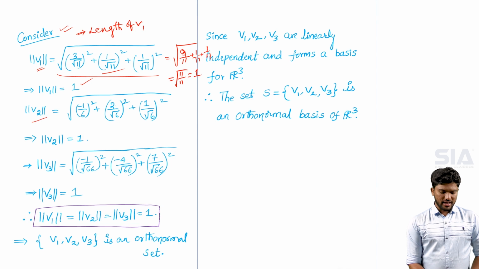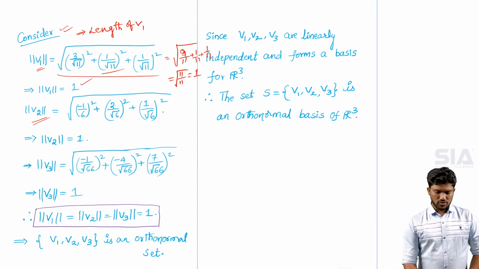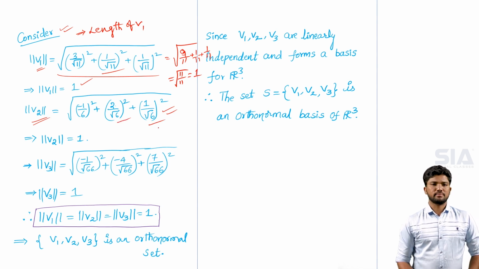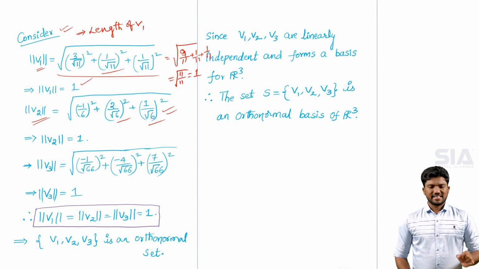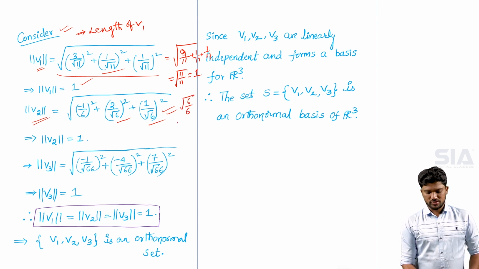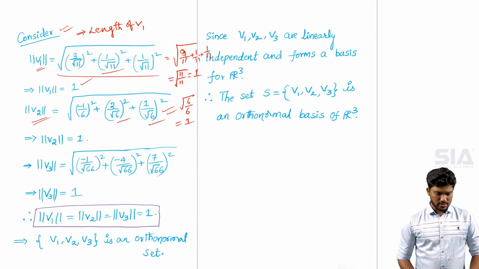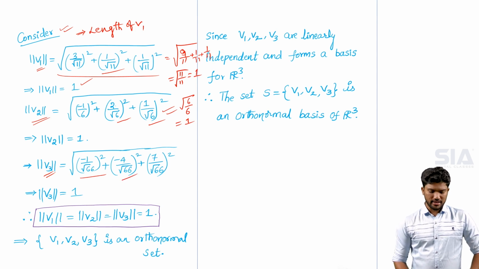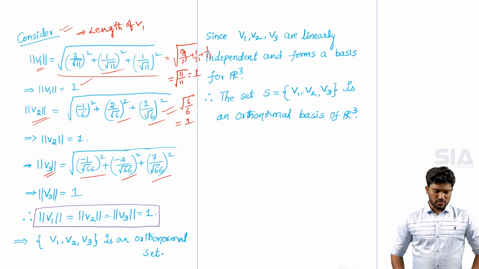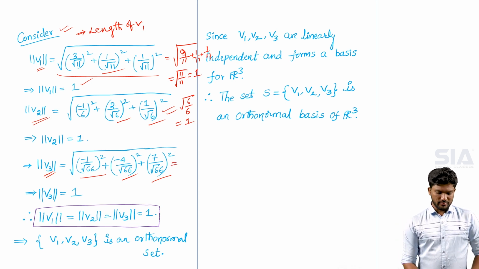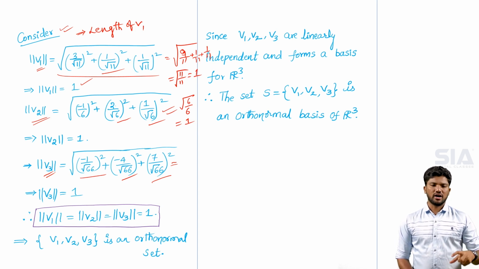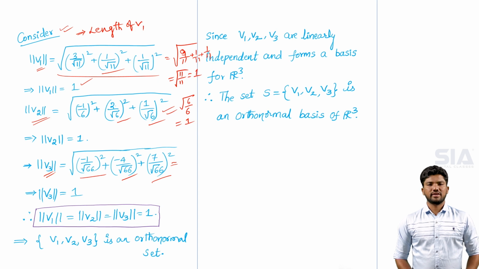Similarly, the second vector length is norm v2. Sum of the squares of the entries: minus 1 by root 6 plus 2 by root 6 plus 1 by root 6. Then you get 6 by 6, and by simplifying, root of 6 by 6, again you get 1 only. For the third vector, norm v3, the same formula: minus 1 by root 66 whole square plus minus 4 by root 66 whole square plus 7 by root 66 whole square. Again simplifying, the value is equal to 1. So for each and every vector in the given set we got a unit vector: the length of each vector is equal to 1.